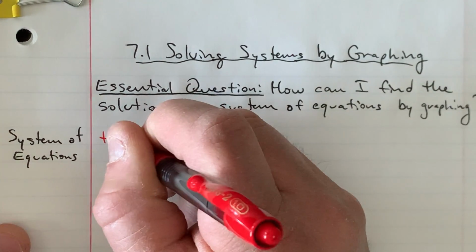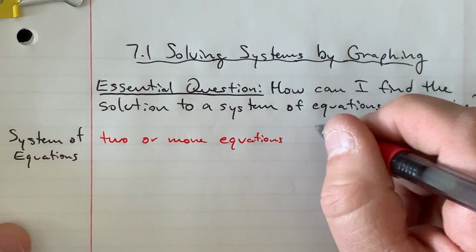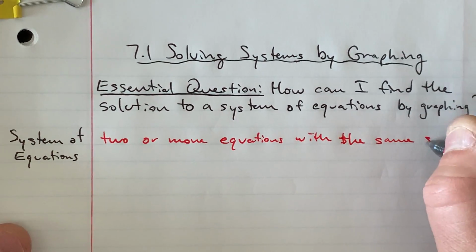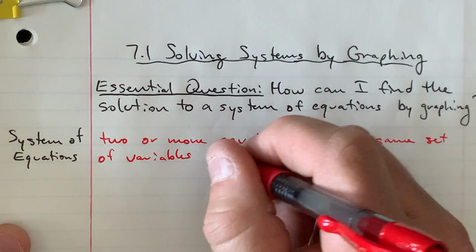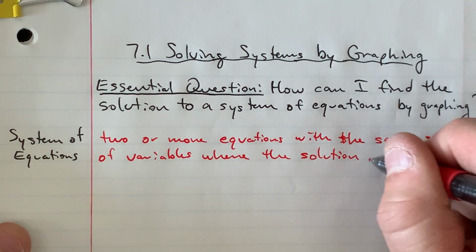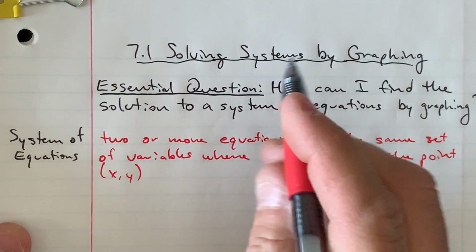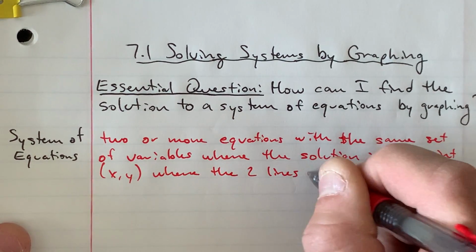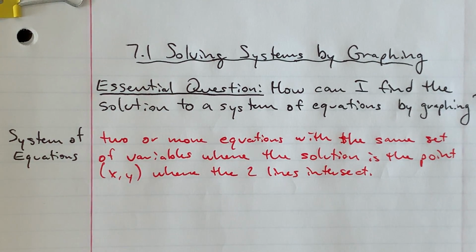It is where we have two or more equations, but we're only going to have two right now, with the same set of variables, where the solution is the point, and that point is an ordered pair, (x, y), where the two lines intersect. All right, so that is what we're trying to find.